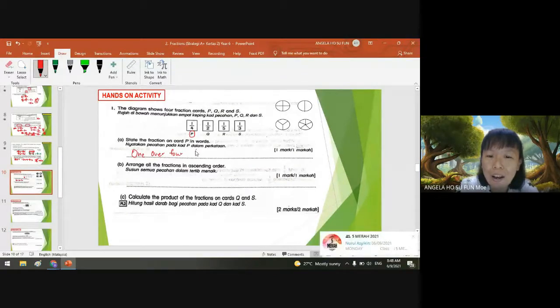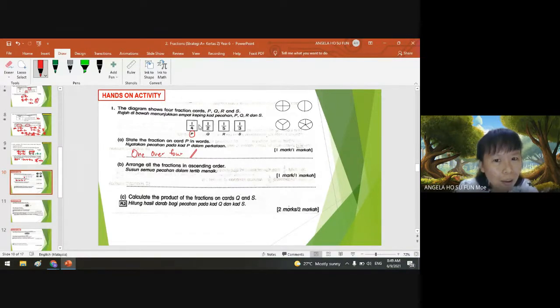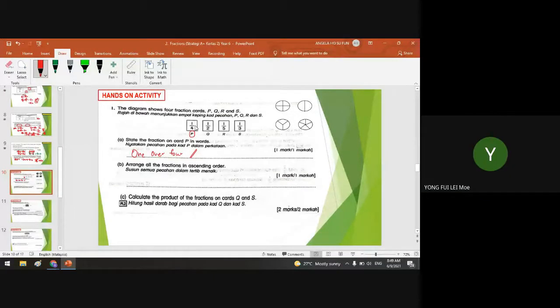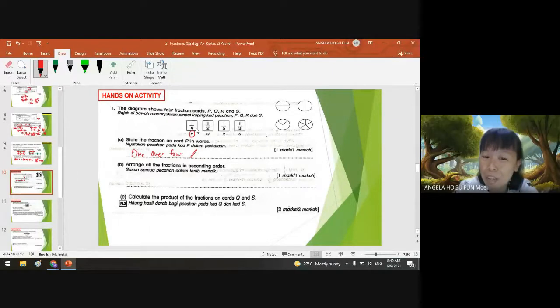Okay, let me ask you one more. There's one more way to write this 1/4 again. It is equal to, what you have to write in words. Anyone? Harit Razin. Besides 1/4, you can write this 1/4 as what? In words.